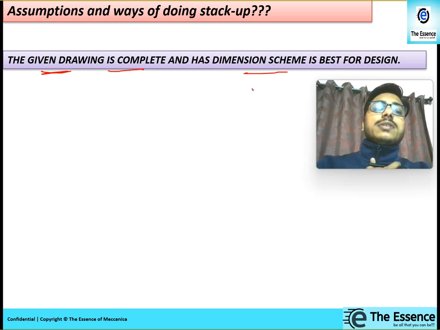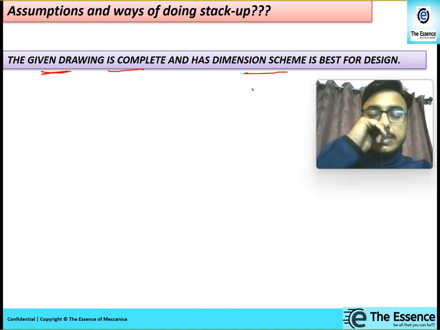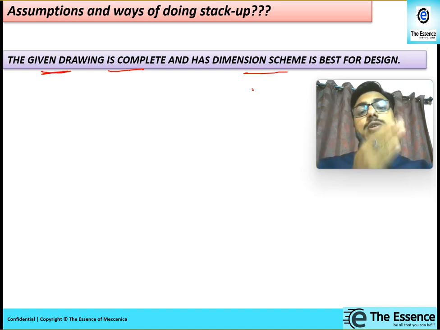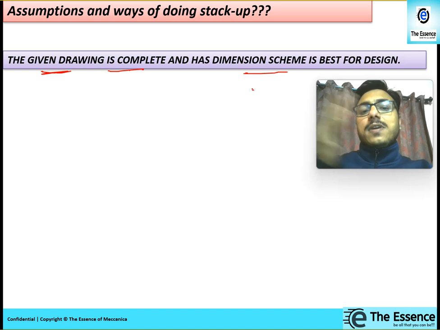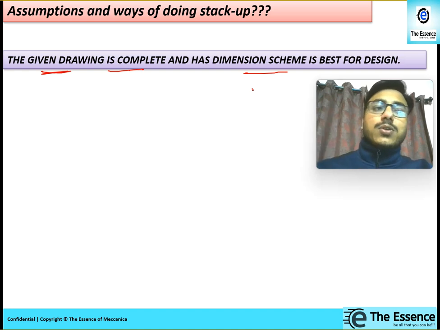Suppose I am an engineer who is doing tolerance stack-up analysis. It may be possible that drawings are done by different people, and I am just doing the tolerance stack-up analysis. So that will be my assumption, that the drawings are correct and the best dimensioning scheme has been followed.